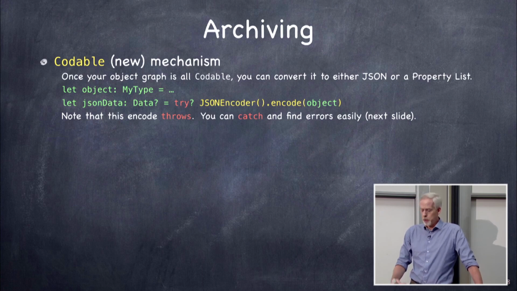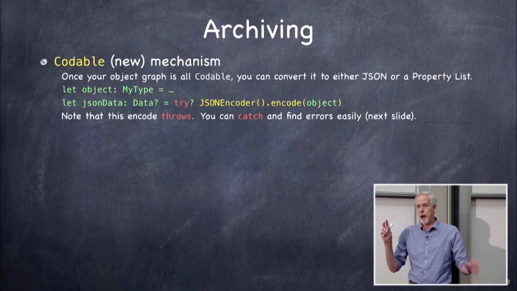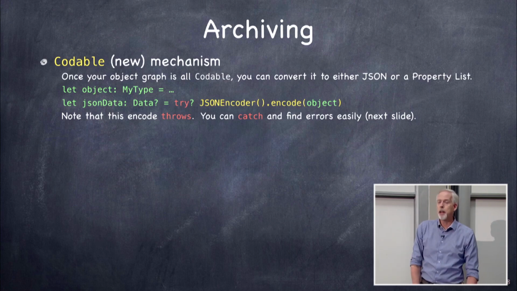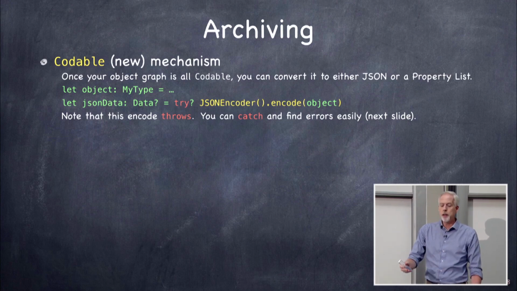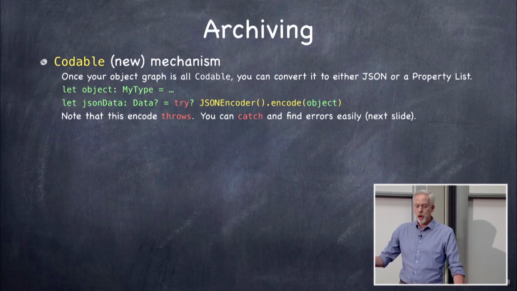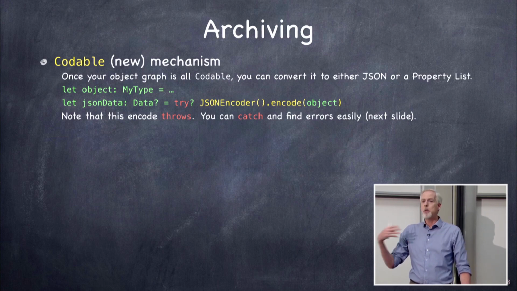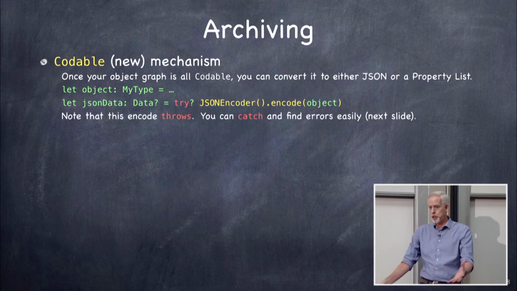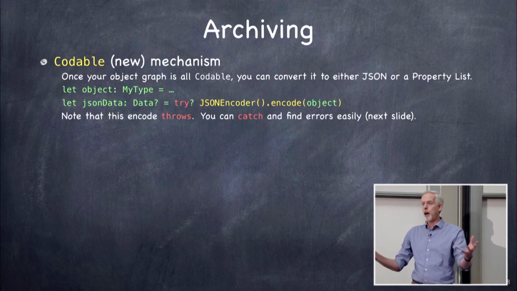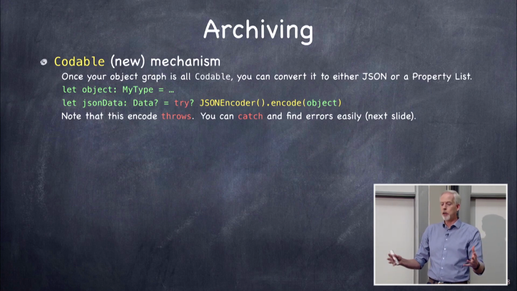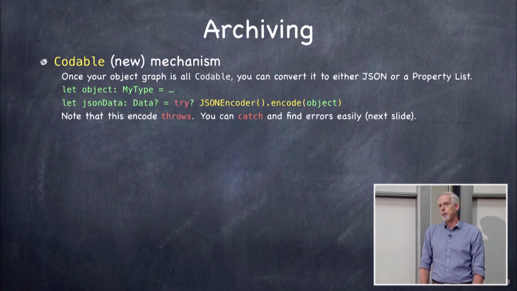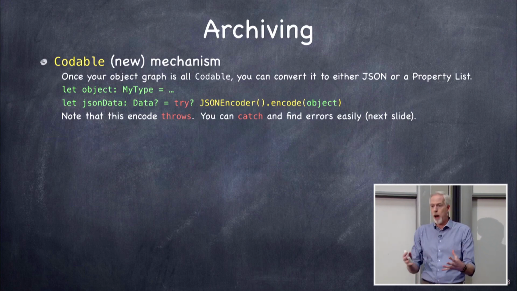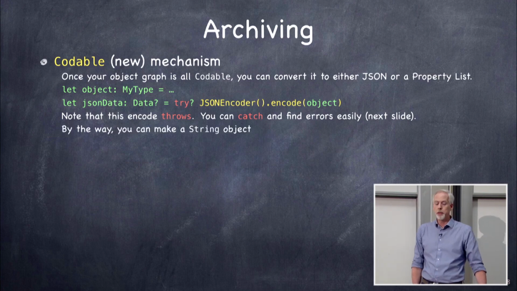And how do you do this? Well, you just have your object that's of my type, some type that you define. That type has to be Codable, and as long as it's Codable and everything that you want archived inside of it is Codable, then you can say jsonData equals try JSONEncoder encode that object. And it's going to give you back a Data blob, and in that Data blob is a JSON representation of your entire object graph. Which is pretty incredible. Now notice this does throw. It's unlikely to throw when you're encoding, but it's possible that it couldn't encode it, so it could throw.